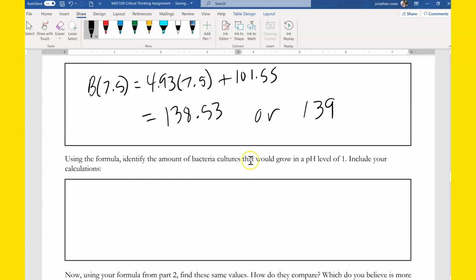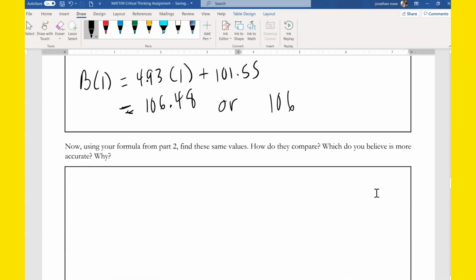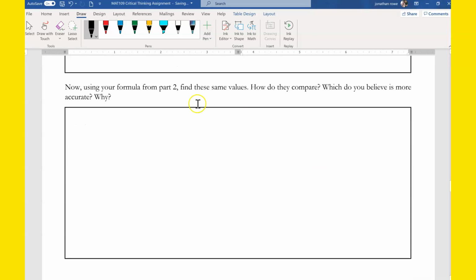Also identify the amount of bacteria cultures that will grow in a pH level of 1. Include your calculations. So again, all I'm doing is plugging 1 in to that formula from before. That's going to give me 106.48, or we might say just 106 if we wanted to round that. Now, using your formula from part 2, find these same values. How do they compare? Which do you believe is more accurate and why?